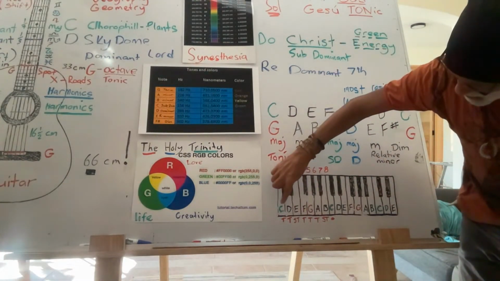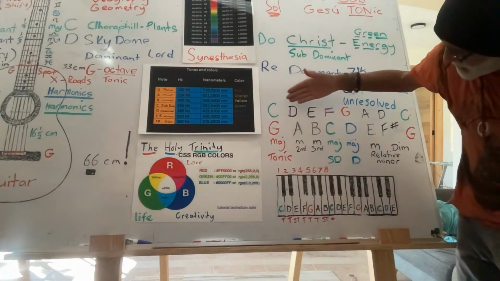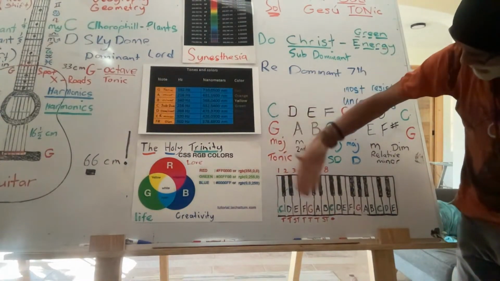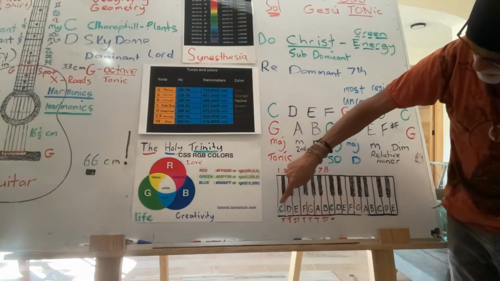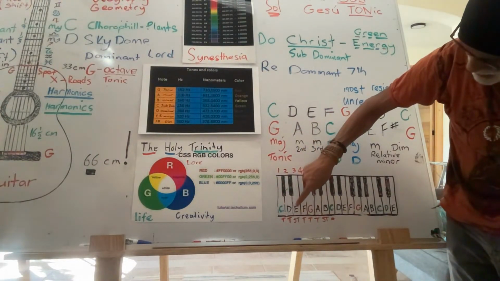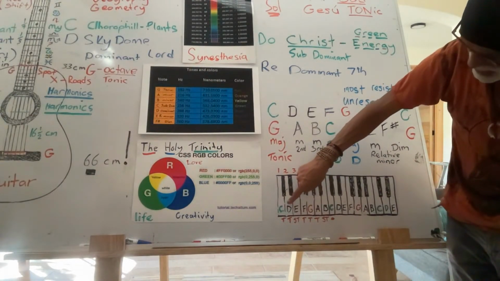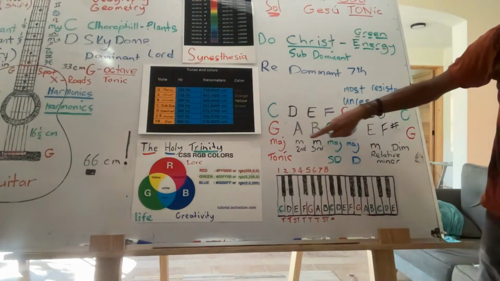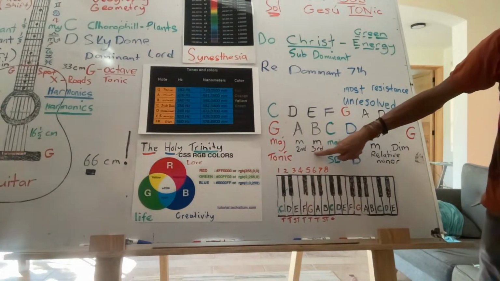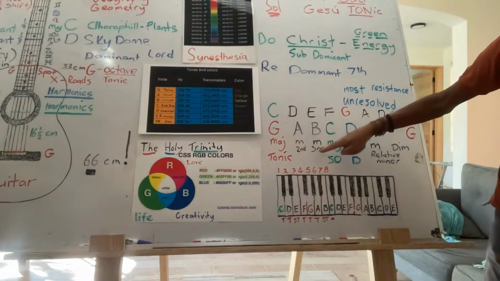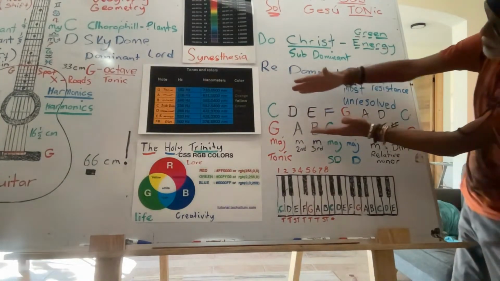Because just look at this. So C is the 1st. So in the key of C, we're going to do all this in the key of C. So that's the 1st, 2nd, 3rd, which will be minors. The 2nd is always a minor. The 3rd is always a minor. It doesn't matter what key you transpose these into. You can do all the 12.